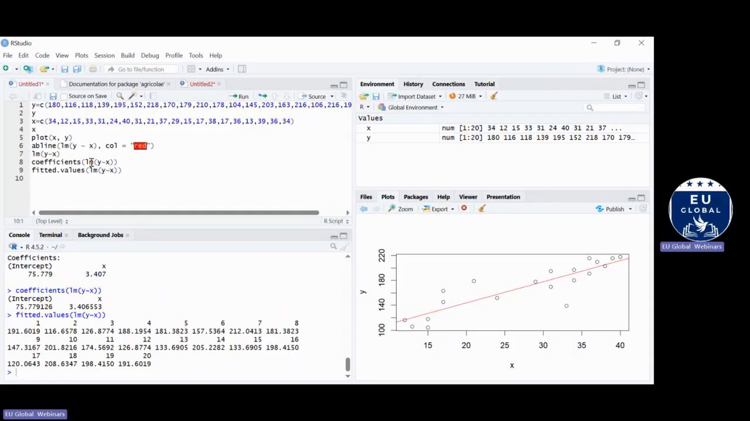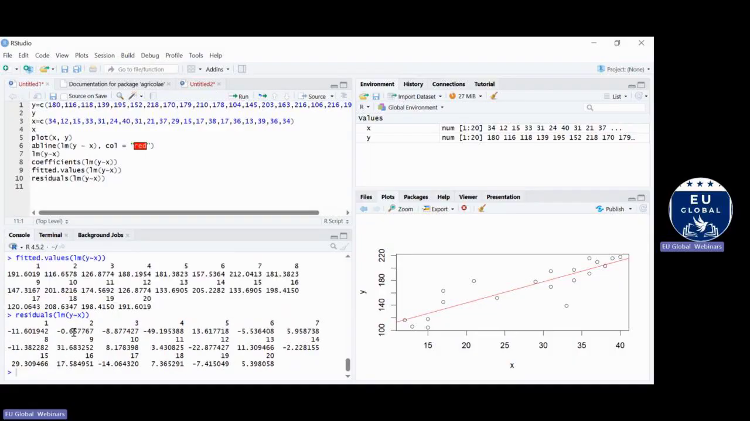Next, when we have to find the residual, that is between the value of y and y hat, we give the command residuals of lm y tilde x. So we will get the values of the residuals. These are the residuals that we get for every point, because for every point we have to find the difference between the observed value and the fitted value.